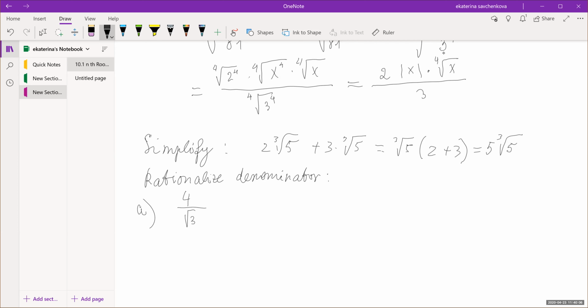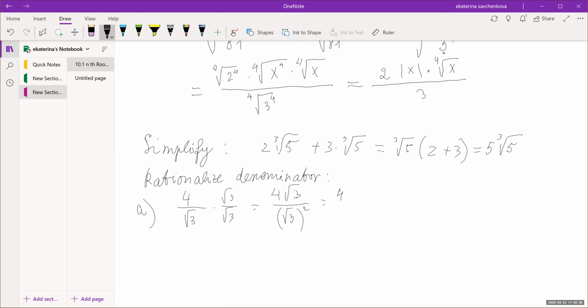Well, I'm going to multiply my fraction in numerator and denominator by something which is going to turn the square root of 3 into just a number. Well, suggestion is to multiply it by square root of 3 in both numerator and denominator. How it's going to help us? In numerator, we have 4 square roots of 3. In denominator, we're going to have square root of 3 and square root of 3. So it's like square root of 3 squared.